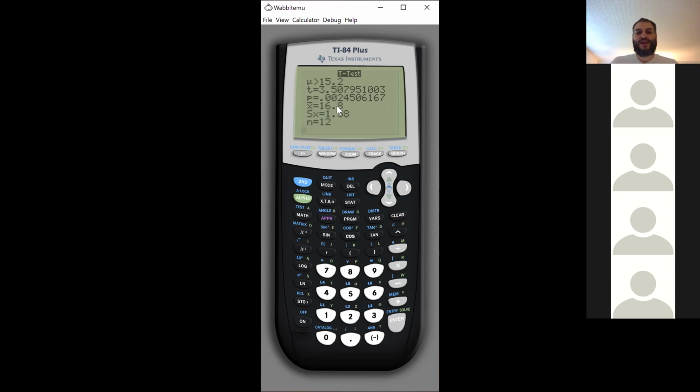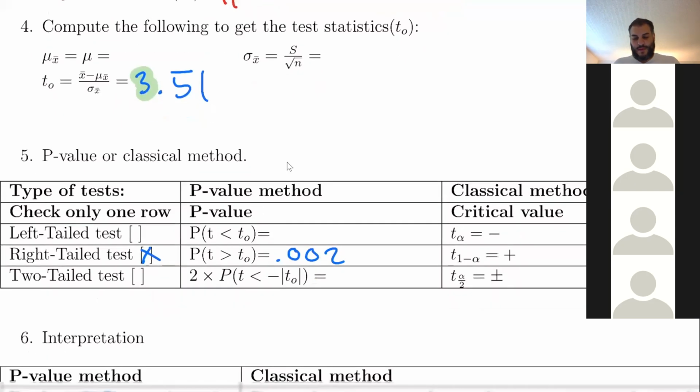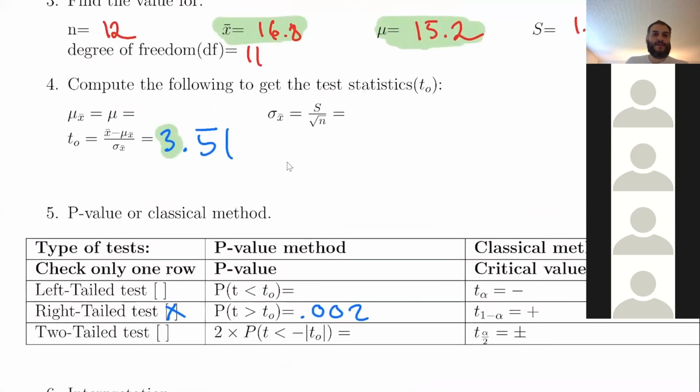Okay, so I'm going to go ahead and transition back to my notes. All right, so if you look at my notes, I put t-value is 3.51. I put that the p-value is 0.002, and I also put that this is a right tail test. Any question in regard to that?